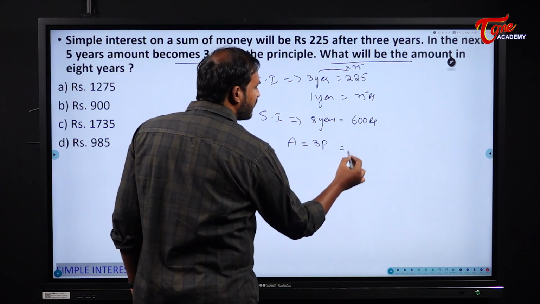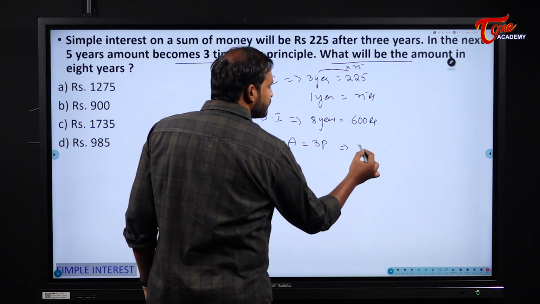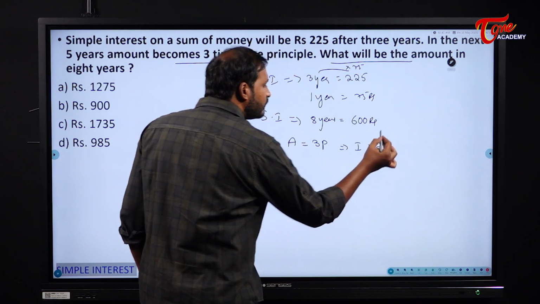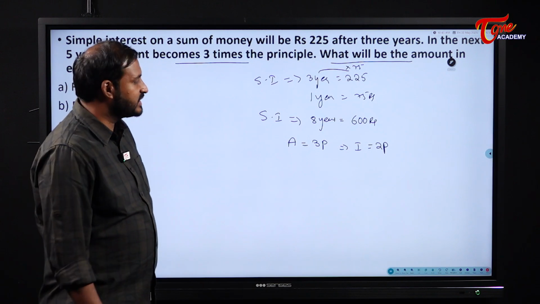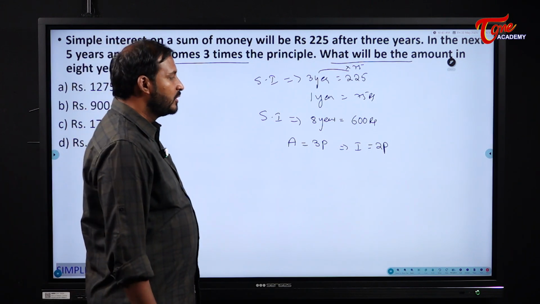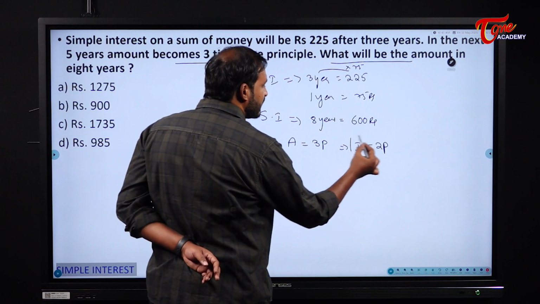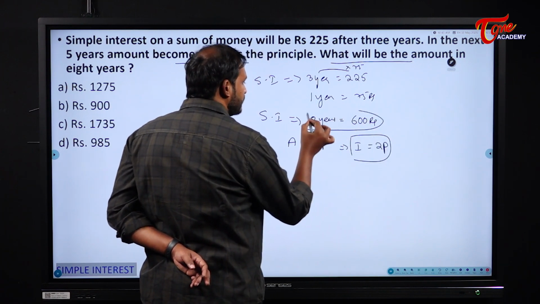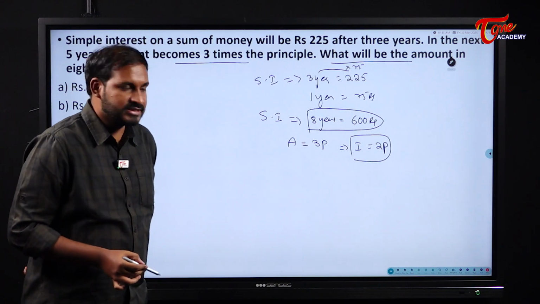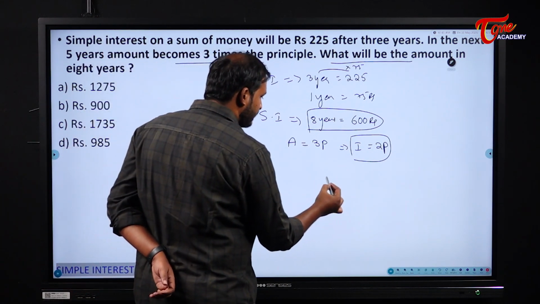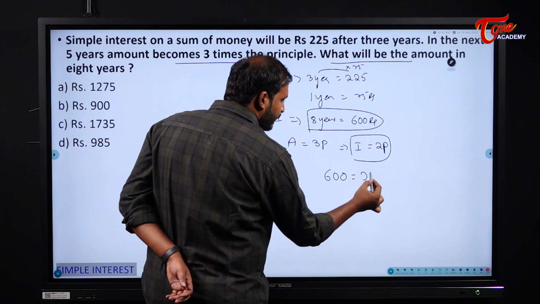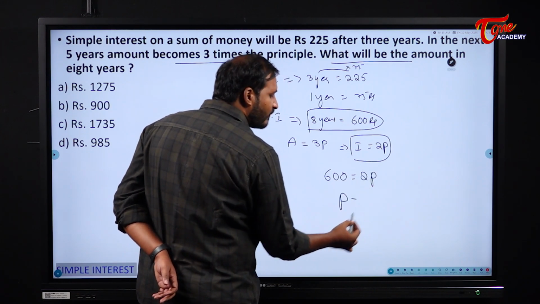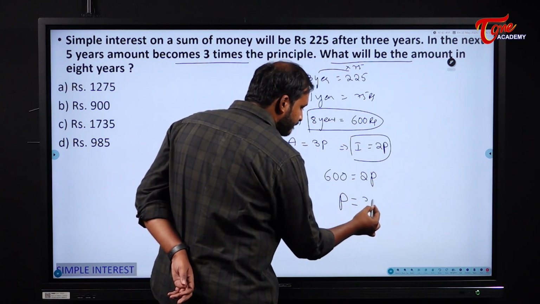That means it contains what? From this, what is the interest? I can say interest is equal to 2P. But what is the interest we are getting here in 8 years? 8 years interest is 600. So that means 600 is equal to 2P. So from this, principal will become what, students? 300.